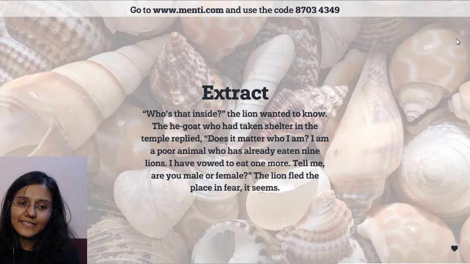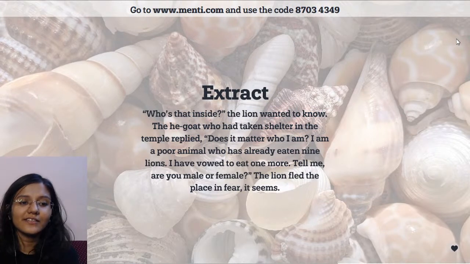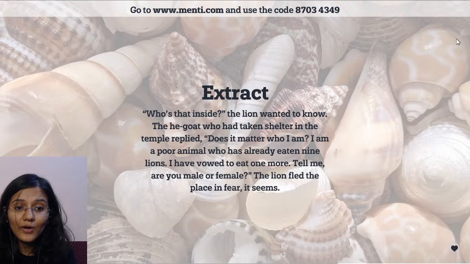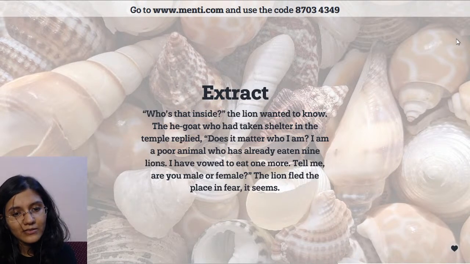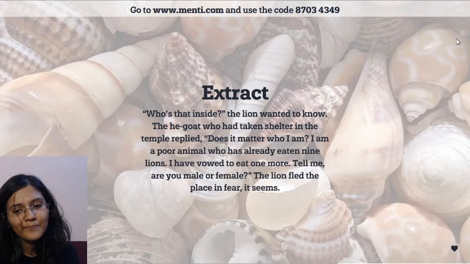There's another extract question. Who's that inside? The lion wanted to know. The he-goat who had taken shelter in the temple replied, does it matter who I am? I'm a poor animal who has already eaten 9 lions. I have vowed to eat 1 more. Tell me, are you male or female? The lion fled the place in fear, it seems.